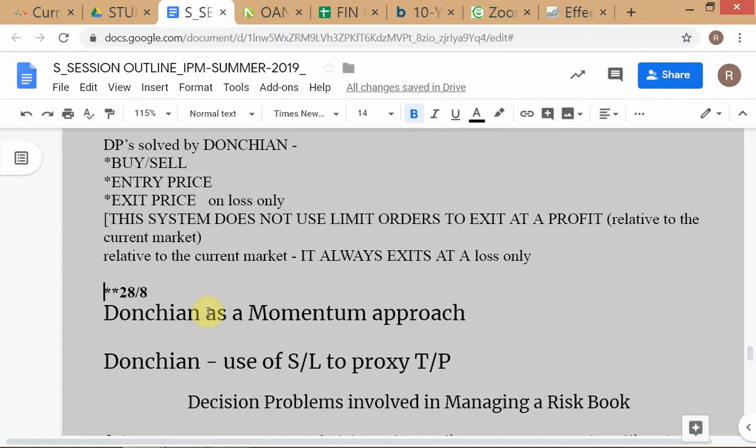What is the difference between a momentum trader and a directional speculator? A momentum trader would be one category of directional speculator, just like female students are one category of students. So you can also have male students. So that's what I mean. Being a momentum trader is one way to engage in directional speculation.